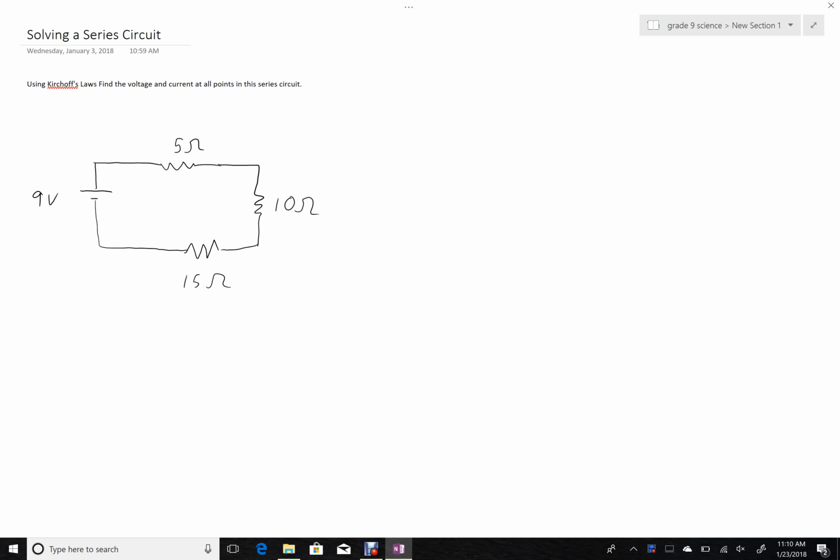The current has to go through the 5, then the 10, then the 15 ohm resistor, and back to the battery. There's only one way to go. That's what makes it series. So the way we approach this is we start with Kirchhoff's voltage law.